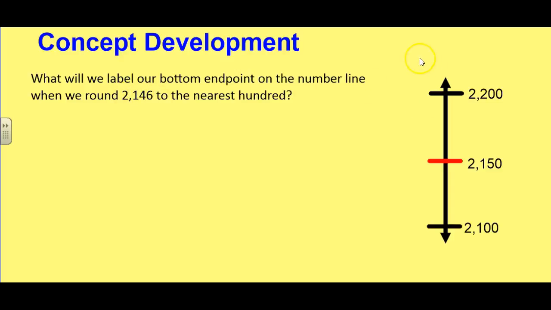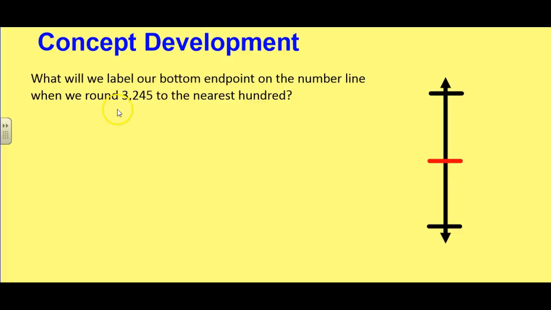So what I want you to do on your number line is put where 2,146 is, and then I want you to round that to the nearest hundred. And once you have that on your piece of paper, you can push play to check and see if you are correct. So 2,146 is going to be pretty close to 2,150, which is our halfway point. And since it's not past the 2,150, that means that it is still closer to 2,100 than it was to 2,200. So 2,146 is going to round to 2,100.